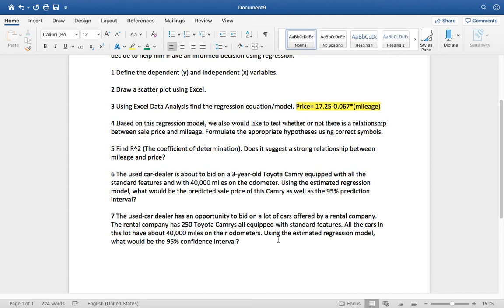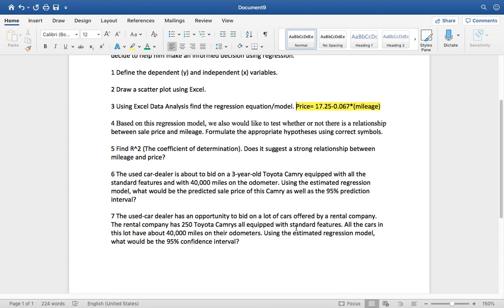So before we asked for the prediction interval, and now we're asked for the confidence interval. The difference is that the prediction interval was looking at the range of prices for an individual car to be sold in the future. The confidence interval is based on the average price of all those cars that we've got in here. So that's the difference between the two, and it's the way that they use the data. Prediction is based on one, confidence is based on the average of many.